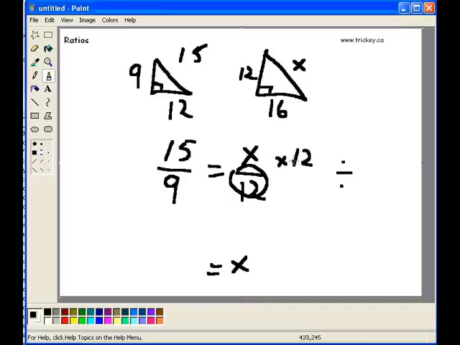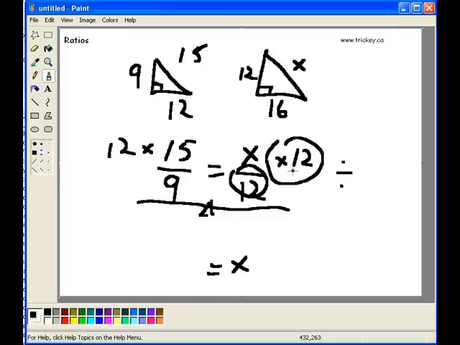Now, whatever I do to one side, I have to do to the other. The reason being is an equal sign is like a teeter-totter. If I throw a times 12 onto this side, I have to throw a times 12 onto that side. So, let's clean this up a bit, and we'll start off again here.